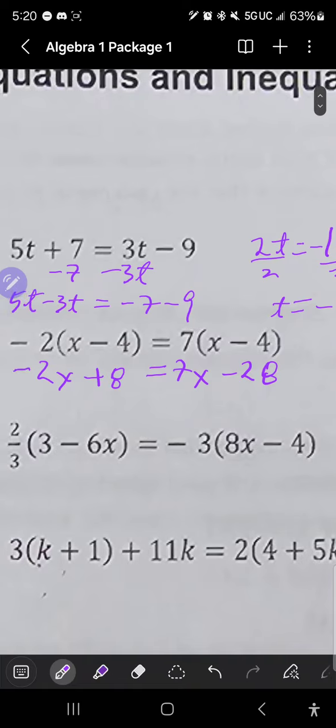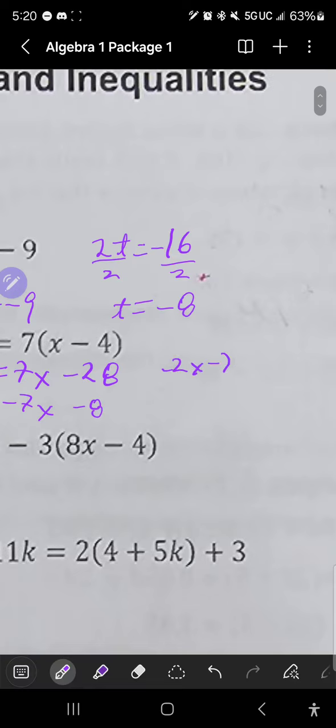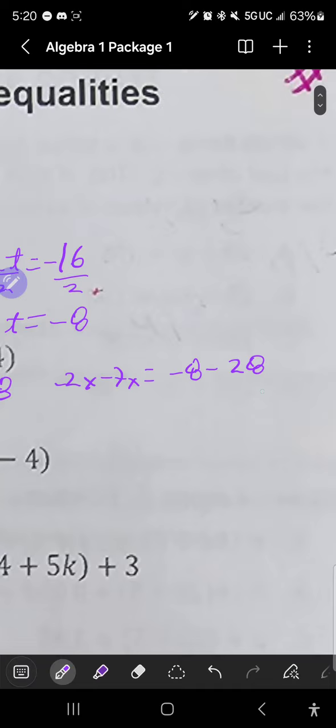Now we're going to do what we have been doing since the first exercise, keeping the variables on one side and the integers on the other. And we subtract 7x on this side and 7x on this side, sorry, negative 7x here, negative 7x here. So we get negative 2x, negative 7x equals negative 8 minus 28. As you see, they all have the same sign, so we add them together and keep the negative sign. And we have negative 9x equals negative 36.